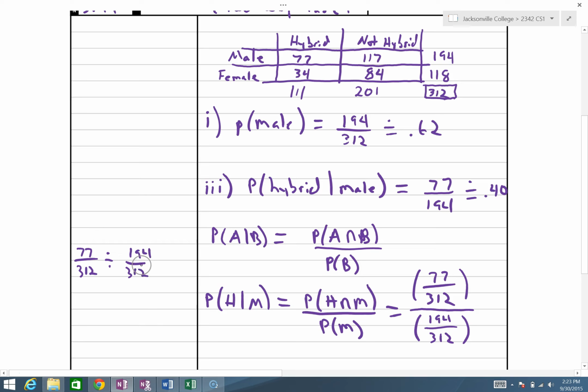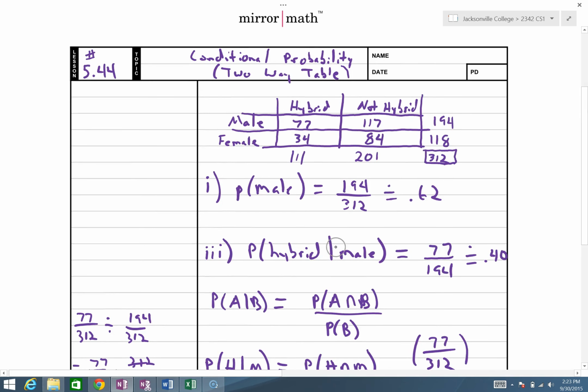Well, what we do is we invert the second one. This is equal to 77 over 312 times, flip this one over, 312 over 194. So here you see the 312 divides with the 312 to leave 77 over 194. And that is what I yield right here. I'm showing this again. You need to watch the previous video that shows the definition, probability of A given B. I'm not throwing the definition away. The definition still works. It's just that when we have this two-way table, it's very easy to answer these questions.